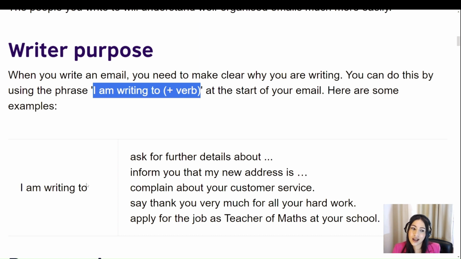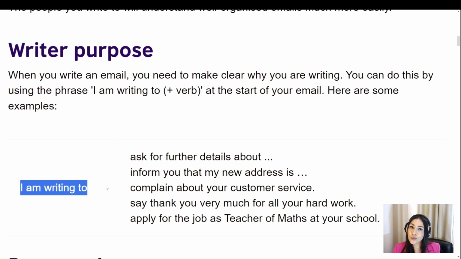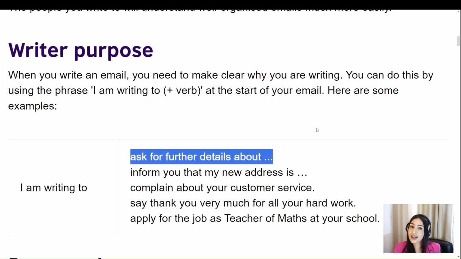Let's have a look at some examples of this. We use the continuous, not the present simple, when writing or stating your reasons for writing. So therefore, I am writing to ask for further details about something, okay? And not I write to. So do consider style, not just structure.